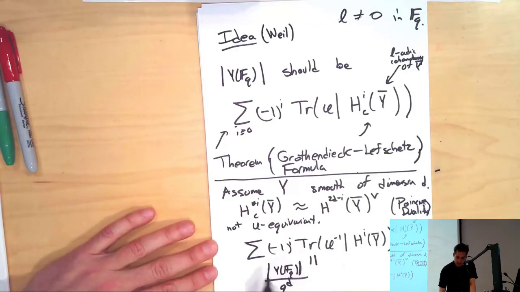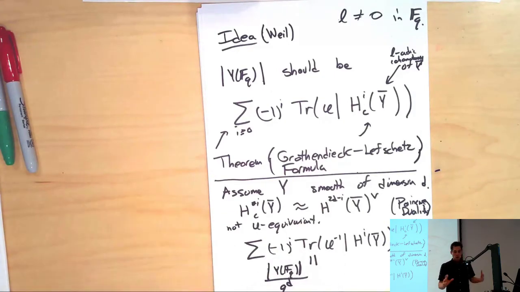So it's given by this alternating sum where the i equals 0 term is the number 1, and the other terms are some corrections.